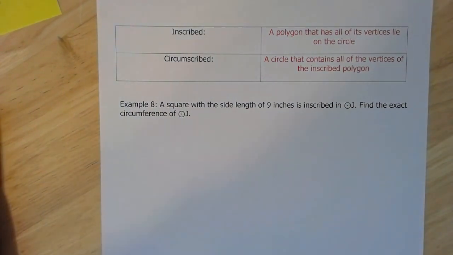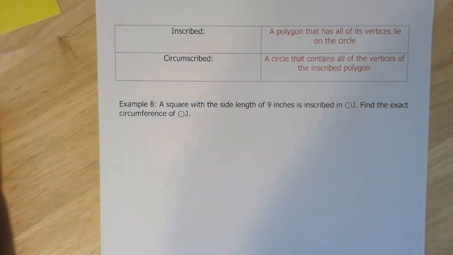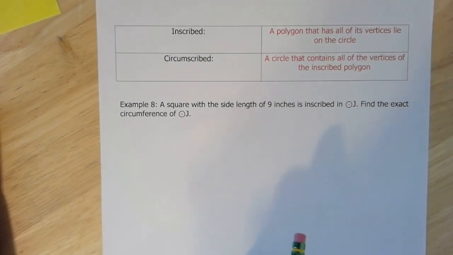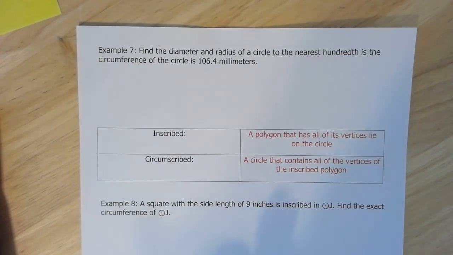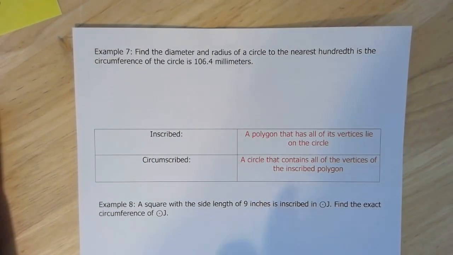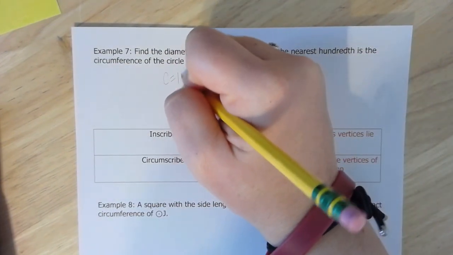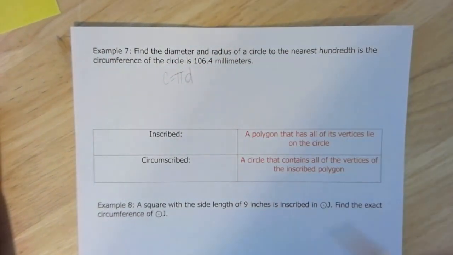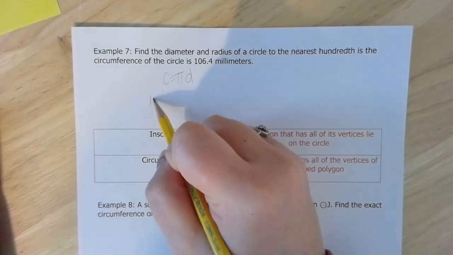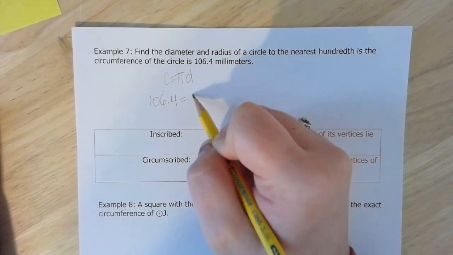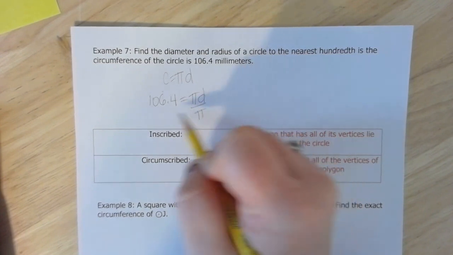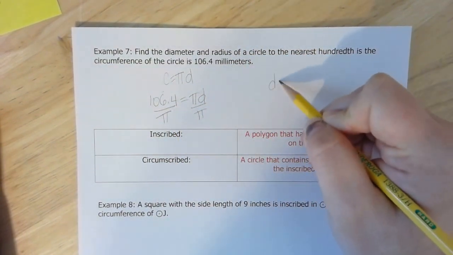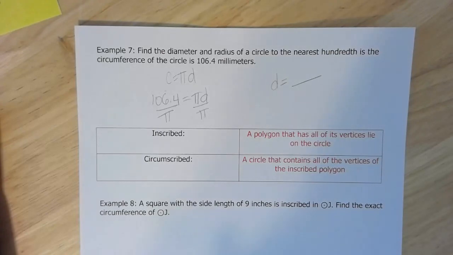Okay, so it says find the diameter and radius of a circle to the nearest hundredth if the circumference of a circle is 106.4 millimeters. You're going to do that formula backwards. Okay, so you know your circumference. Circumference equals pi diameter. We know our circumference. Put it in for C. 106.4 equals pi diameter. Okay, divide by pi on both sides. You will get your diameter. Okay, you can calculate it and figure it out.